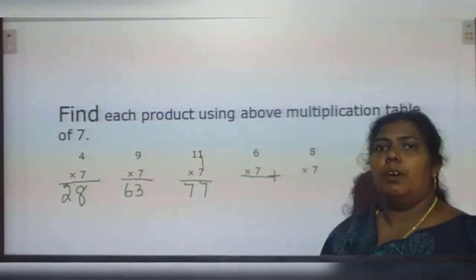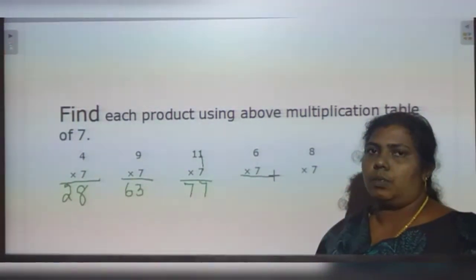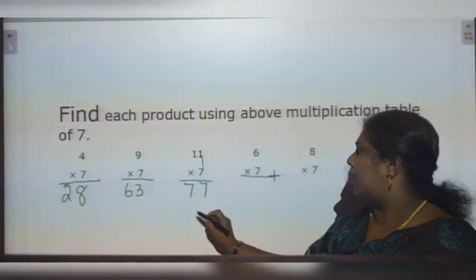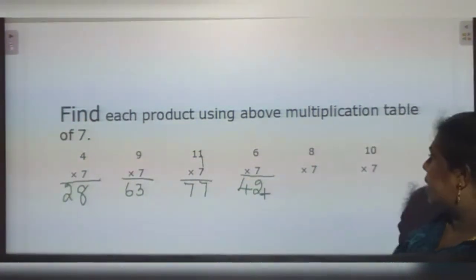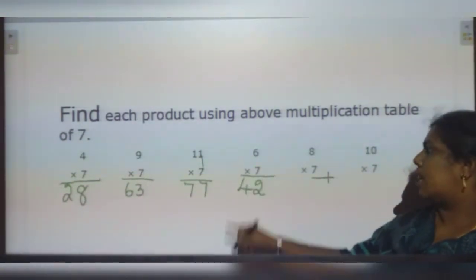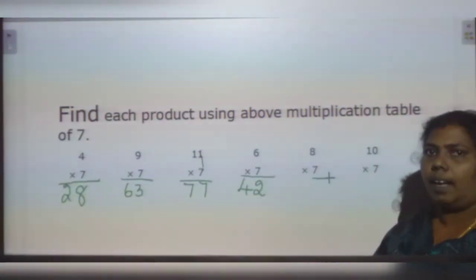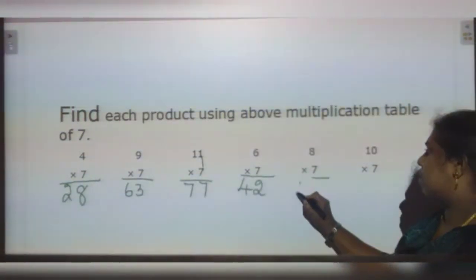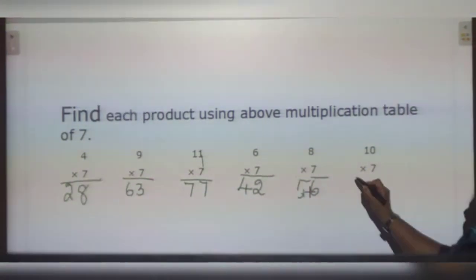Now here, 7 times 6. Say the 7th table. 1 7 is 7, 2 7 is 14, 3 7 is 21, 4 7s are 28, 5 7s are 35, 6 7s are 42, right? 42. Then here 7 times 8. See here, 6 times 7 is 42. Then 7 times 7 is how much? 49, right? Then 8 times 7 is 56. Understand?